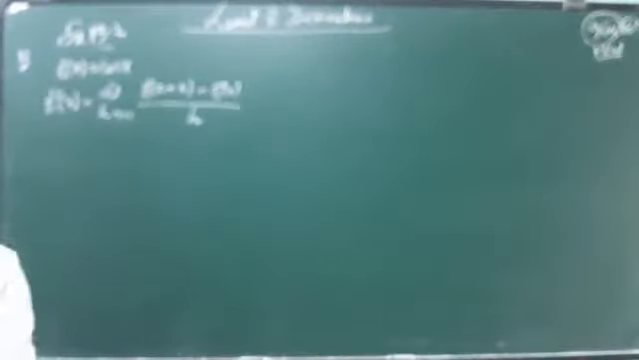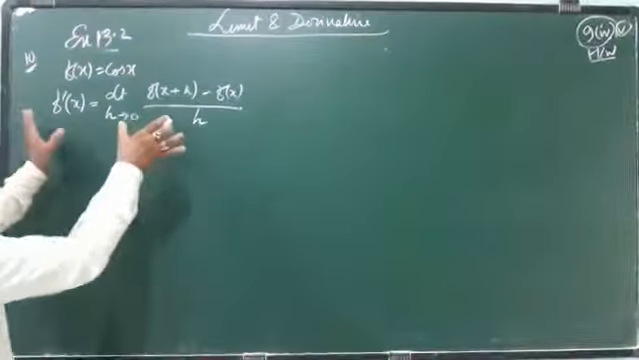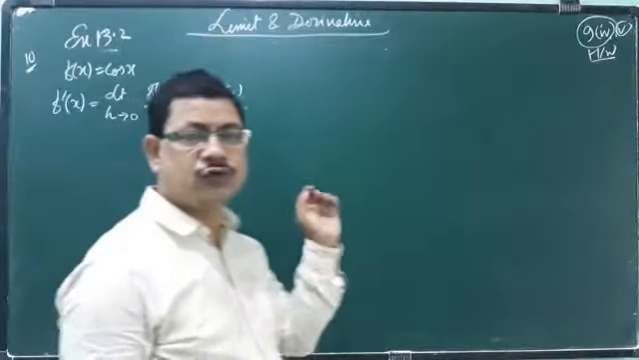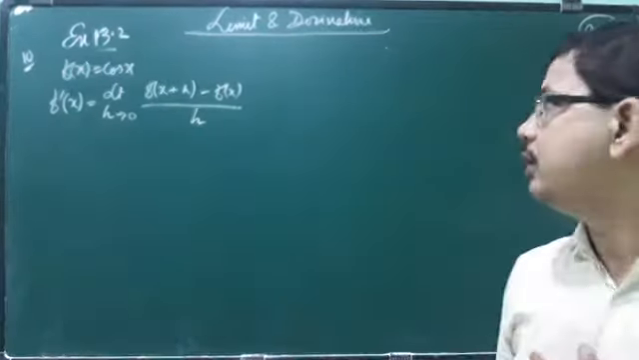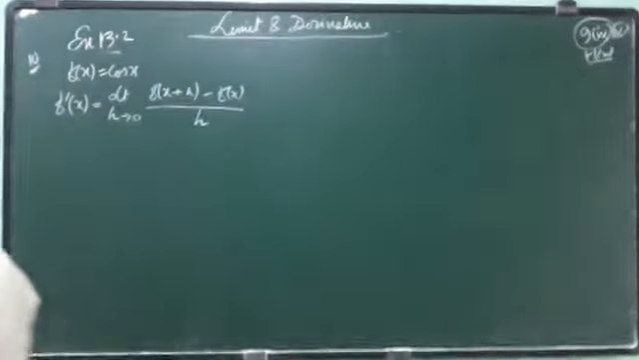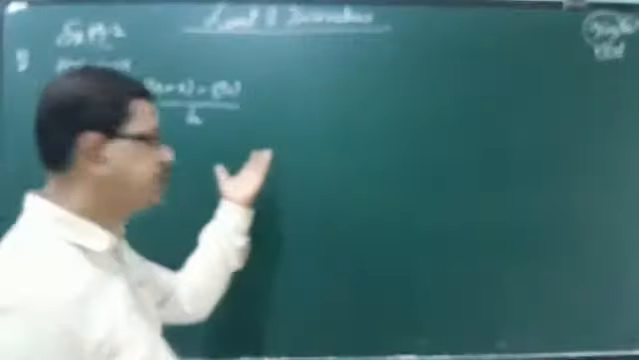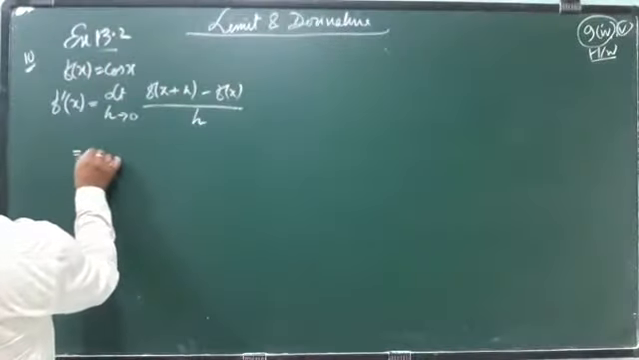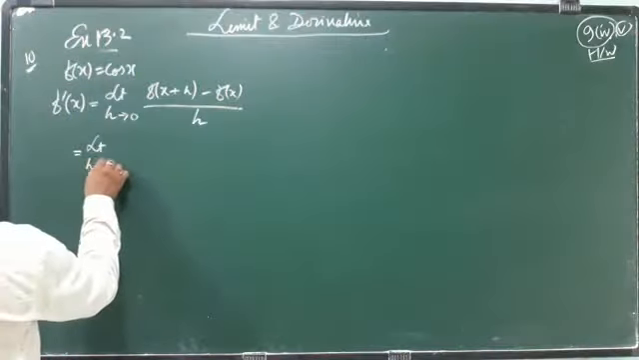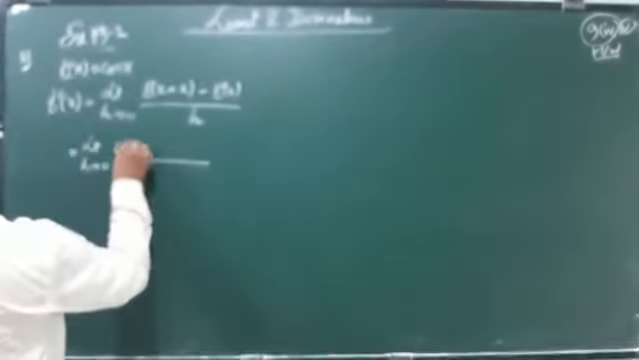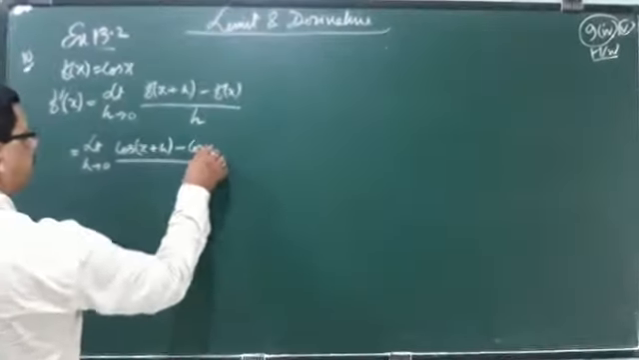So this is our question, and that value we have to find. Of course we have to use this. This is what we call the first principle, and we have to remember that we must always use this formula for the first principle. Now f(x) is cos x, so it will be cos(x plus h) as the value of f(x plus h), and f(x) is cos x, divided by h.